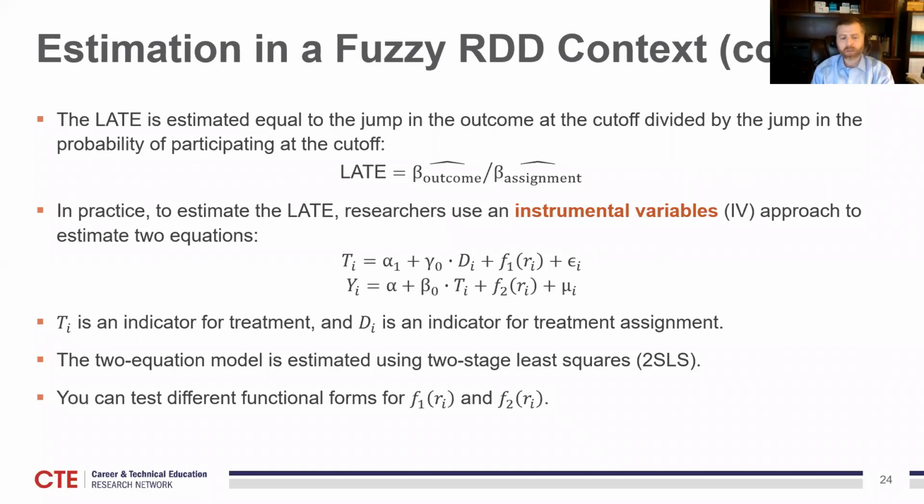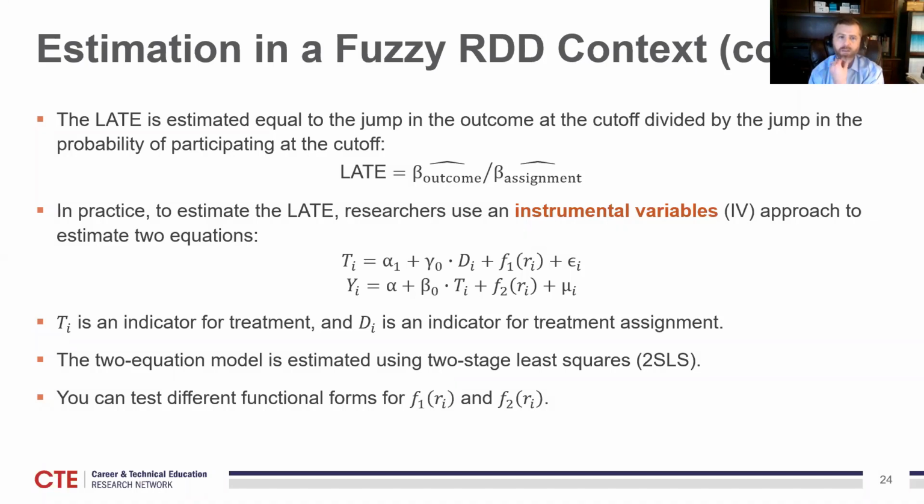So to estimate the local average treatment effect, it turns out that that effect is equivalent to the jump in the outcome at the cutoff divided by the jump in the probability of participating, or the probability of receiving the treatment at the cutoff. So you can actually calculate the local average treatment effect using this ratio. The numerator there is just the sharp regression discontinuity estimate of the jump in the outcome at the cut point. And the denominator is the jump in the probability of receiving the treatment at the cut point. So you can just calculate this ratio to get the local average treatment effect.